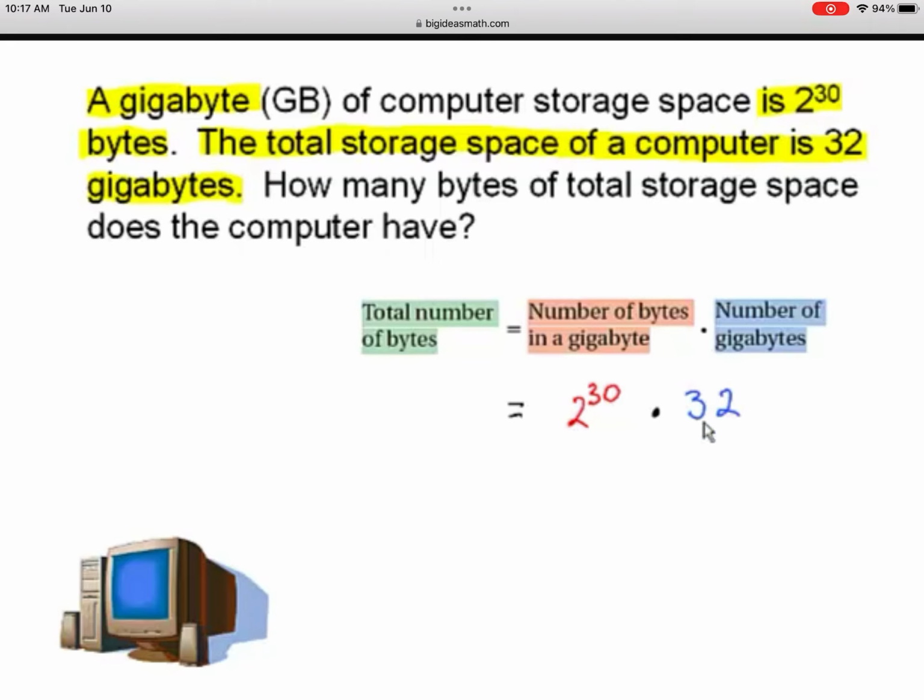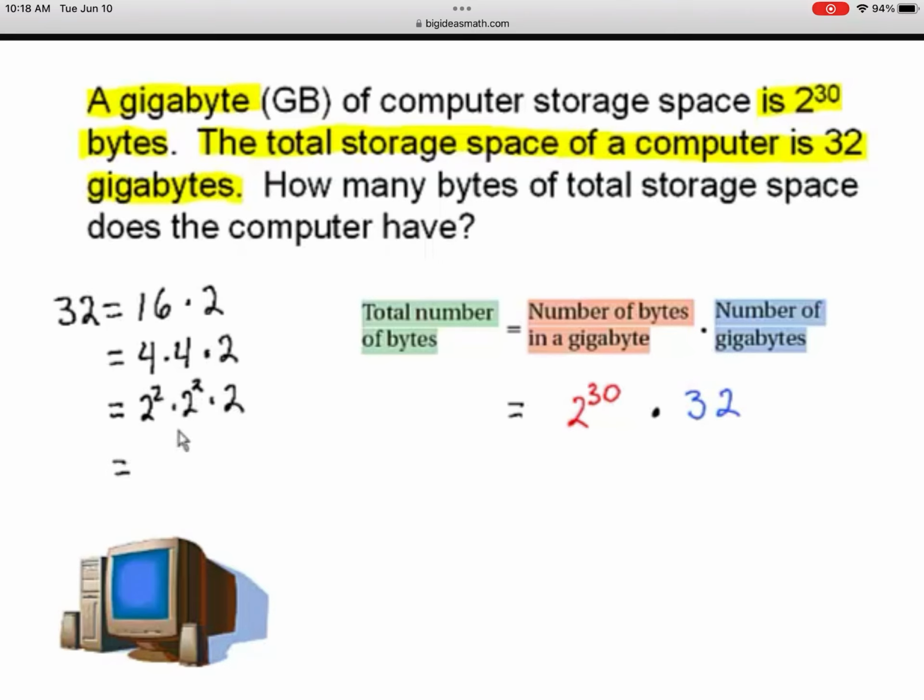Let's see if we can do this by looking at the factors of 32. 32 is equal to 16 times 2. 16 is 4 times 4. So 32 is 4 times 4 times 2. Remember that 4 is equal to 2 squared. So 32 is 2 squared times 2 squared times 2.